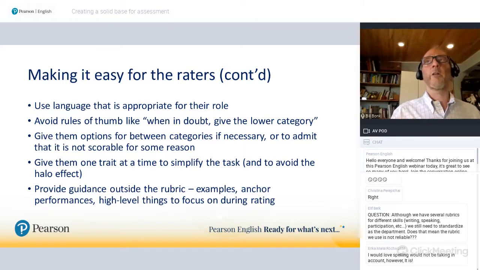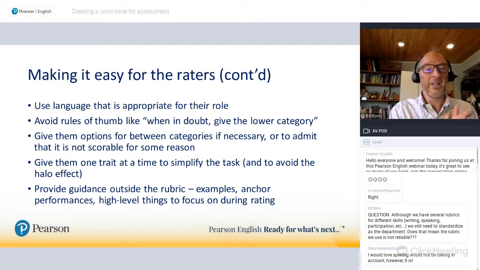In my judgment, often we're using analytic scoring rubrics because they are more valuable for us. They focus raters on one trait at a time instead of having them try to figure out pronunciation, fluency, communicative effectiveness all at the same time.